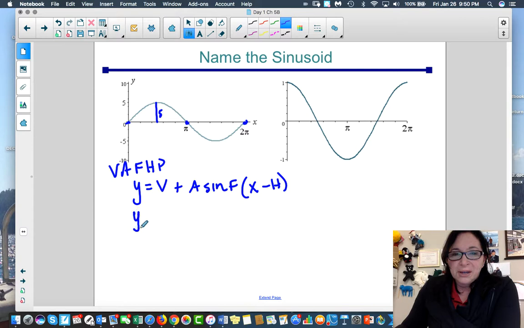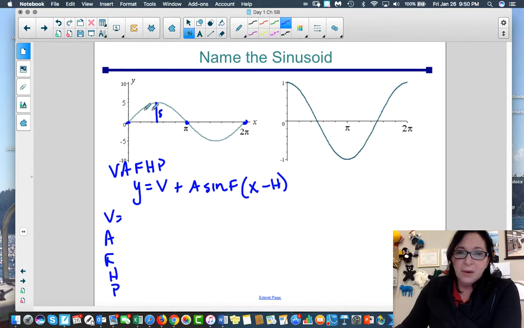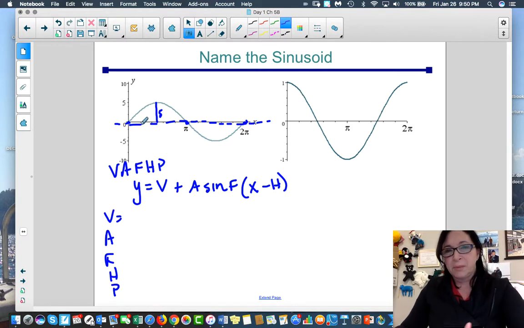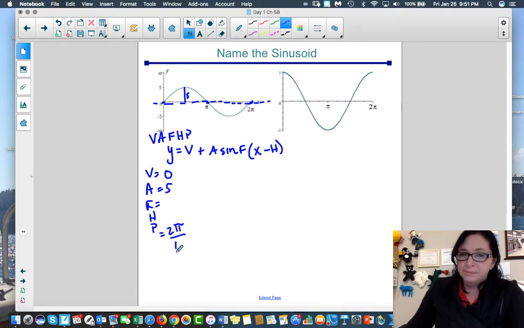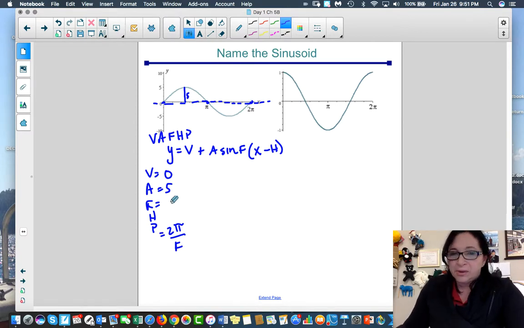So my equation is, and by the way, you're going to be doing this when I get back, but I like to put the VAFHP on the side. See how I can put it right on the axis and see how it's symmetric top and bottom? There's no vertical shift here. My amplitude looks like it's 5. I have my frequency, because my period is 2 pi. We have a formula for a period: period is equal to 2 pi over my frequency. And if my period is 2 pi, that means my frequency is 1.